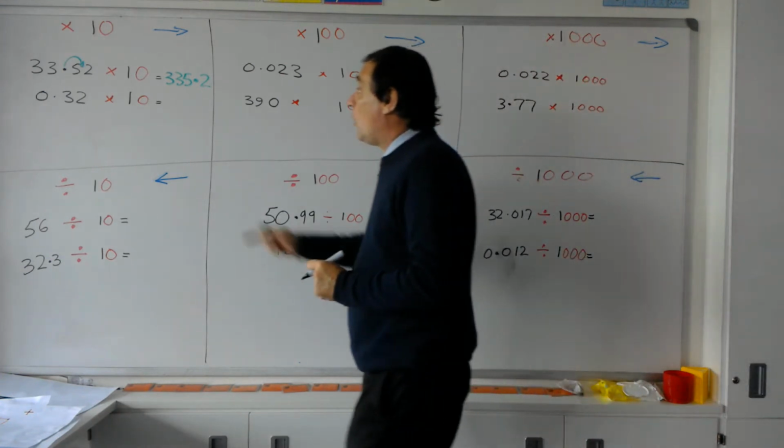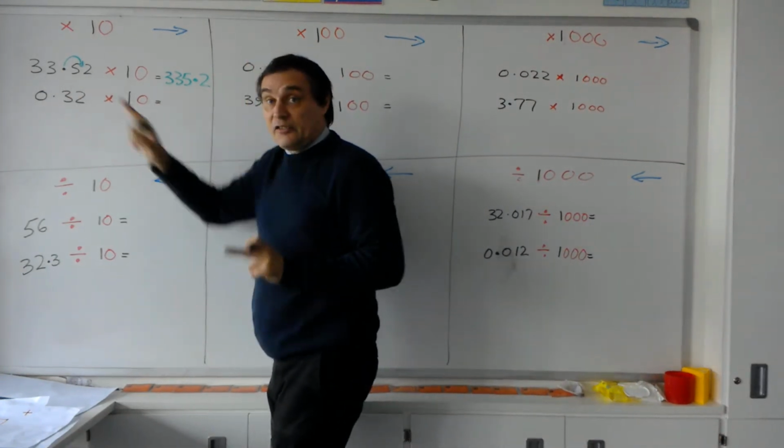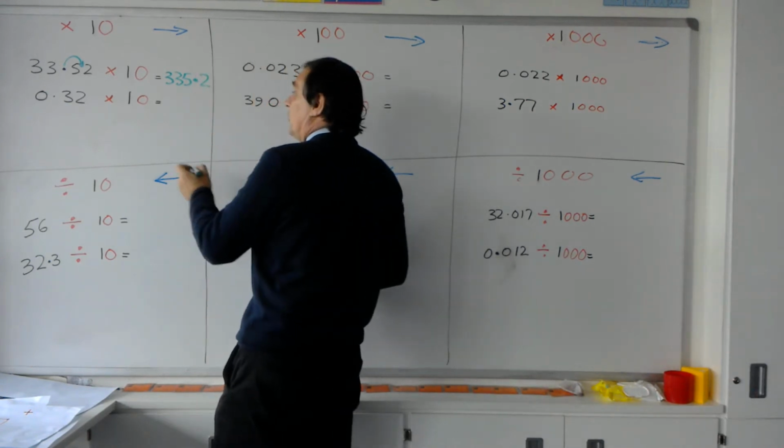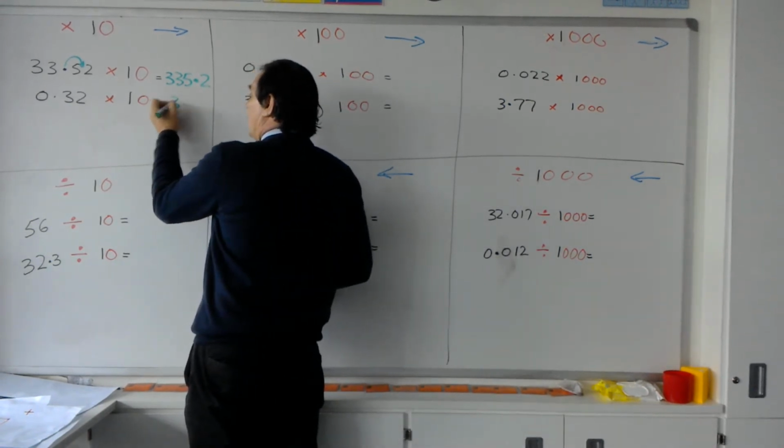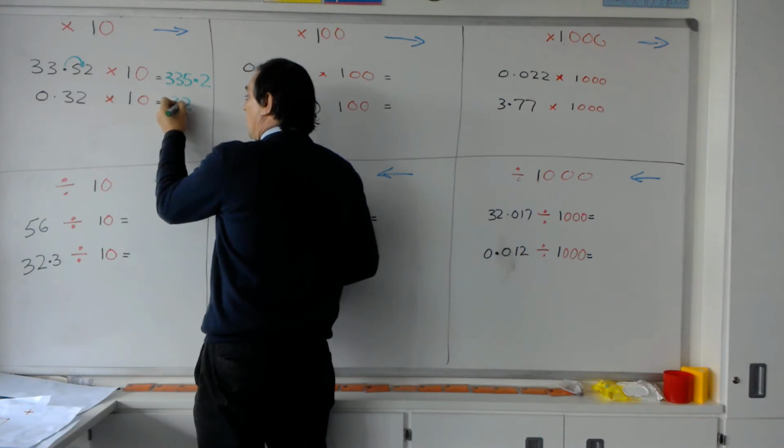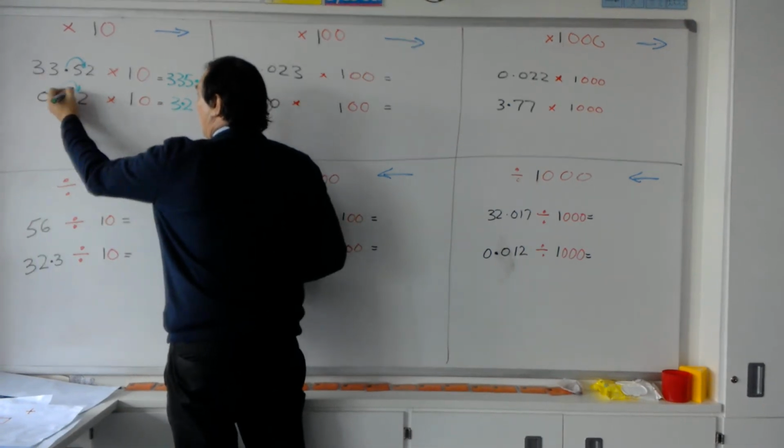Let's try the same thing with 0.32 times 10. Again, one zero on the 10, move that decimal point one place to the right, and that gives us 3.2. Put the decimal in there. Remember, that's bouncing it there.